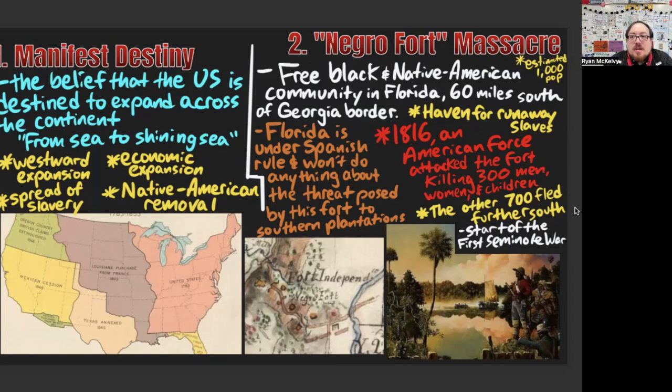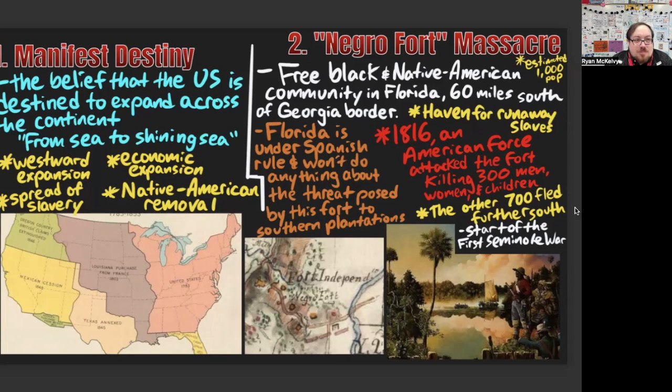And so they will send in American force to basically take down the fort. And they are specifically targeting this free fort. And by the time they get to this fort in Florida, most of the people living there have run away and gone further south. But about 300 of the residents living around the fort, living in this free community, have holed up in the fort and basically refused to leave.